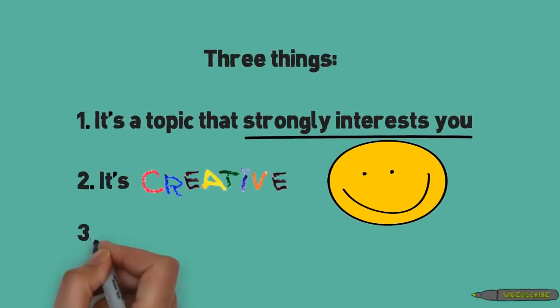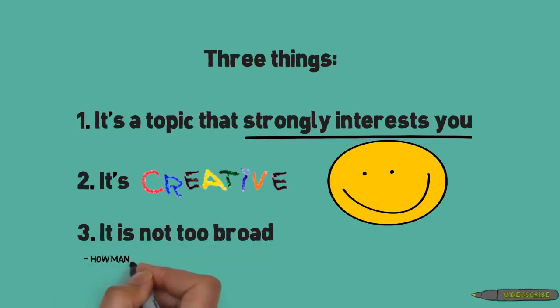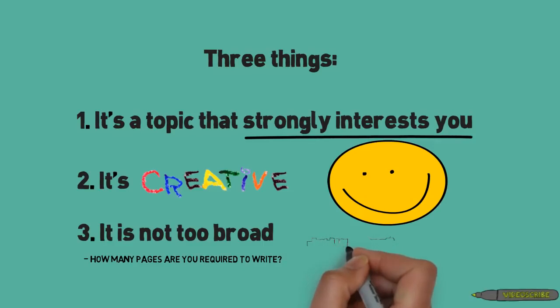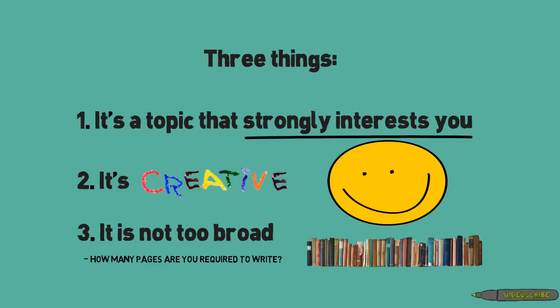And third, speaking of Shakespeare's dramas, make sure you pick something that is not too broad. Look at your assignment prompt. How many pages are you supposed to write? If you get a 5-page paper as an assignment, well, Shakespeare's dramas is just going to be a little bit too broad. So make sure that the topic you choose fits the scope of your paper.